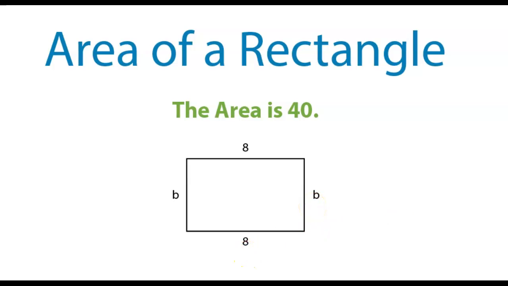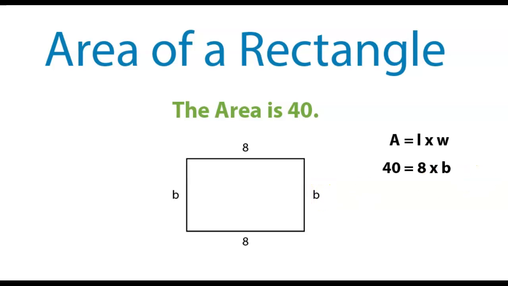What happens then? Well, we're going to use our same exact formula. We're going to use our same exact skill of substitution. It's going to be no different. We're going to substitute 40 for A because the area is 40. We're going to substitute 8 for L because 8 is the length. And we're going to substitute B for W because B is the width.